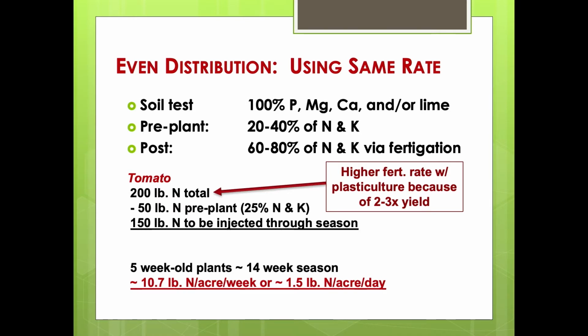For tomatoes, it's typically about a 14 to 15-week season. So if we put out 5-week-old transplants, we figure about a 14-week season from when they go in. That's about 10.7 pounds of nitrogen per acre per week, or about 1.5 pounds of nitrogen per acre per day. You all follow? So it's pretty simple. It's just this simple math. I'm not giving you anything that's going to give you a headache.